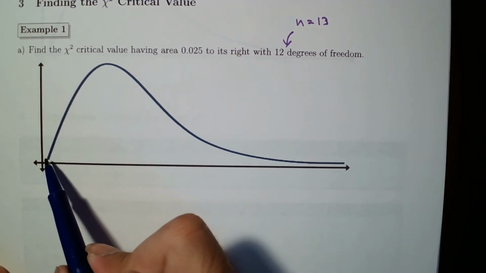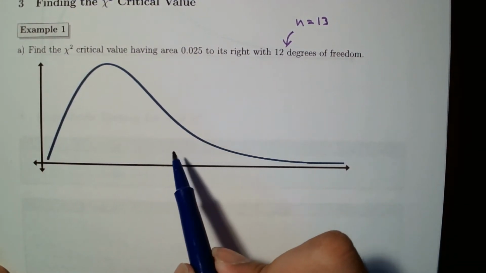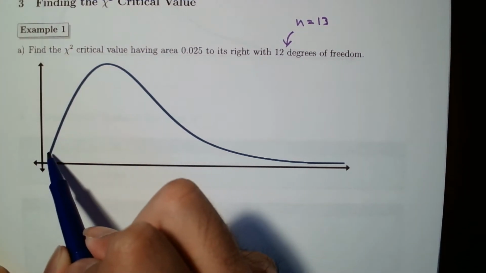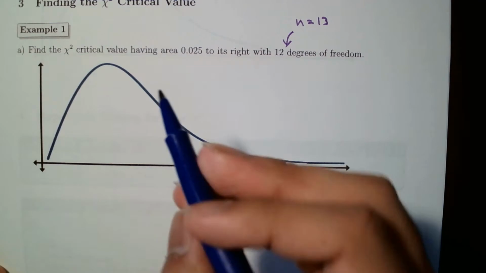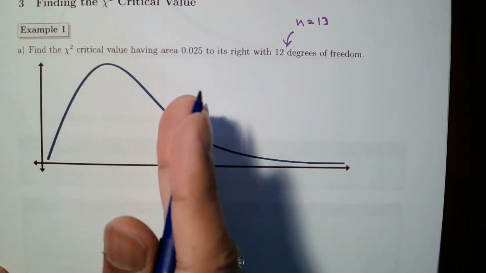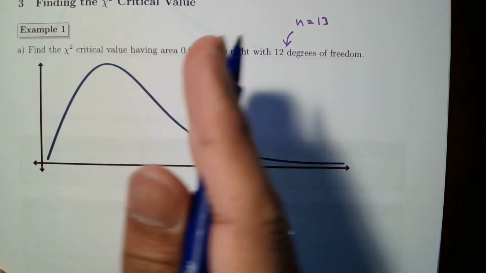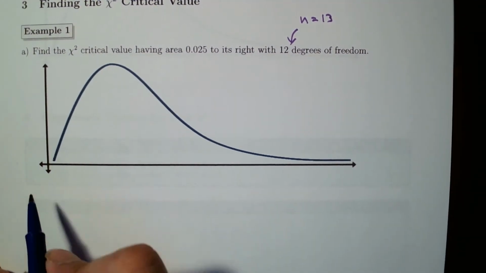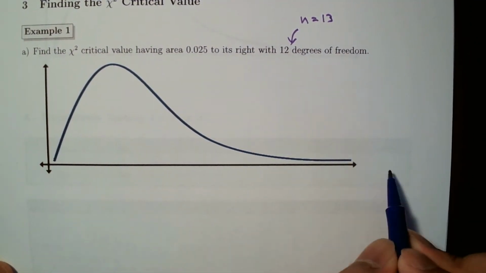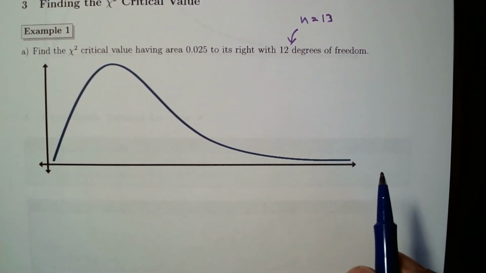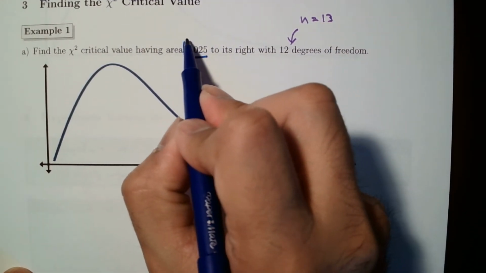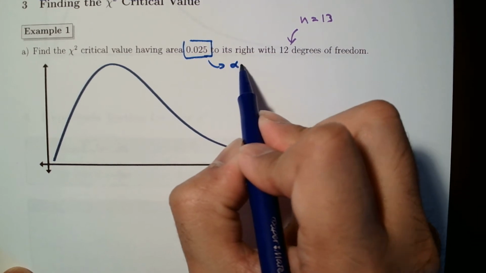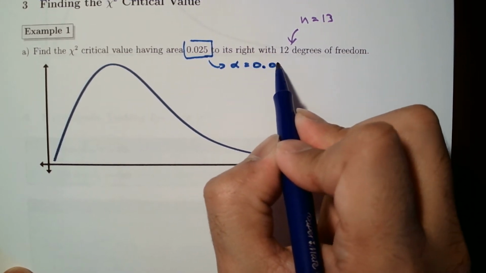Notice how this graph is skewed to the right and has only positive values. Notice it doesn't have any negative values, like the normal distribution with the mean in the middle, negative values to the left, positive values to the right. In this case, it is going to go from 0 all the way to infinity. So what does that mean? This means that alpha equals 0.05.